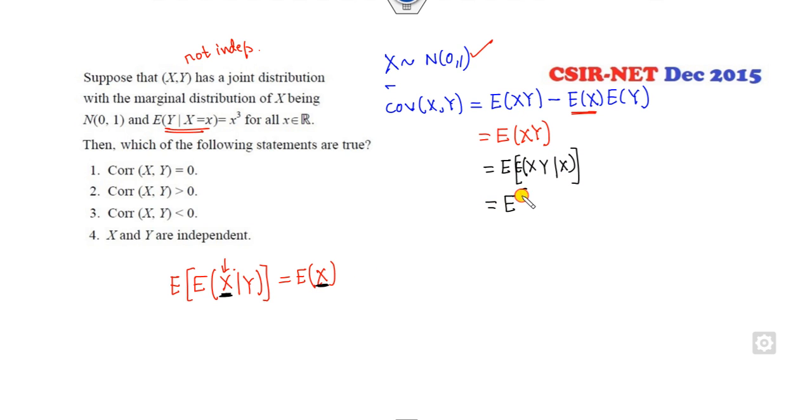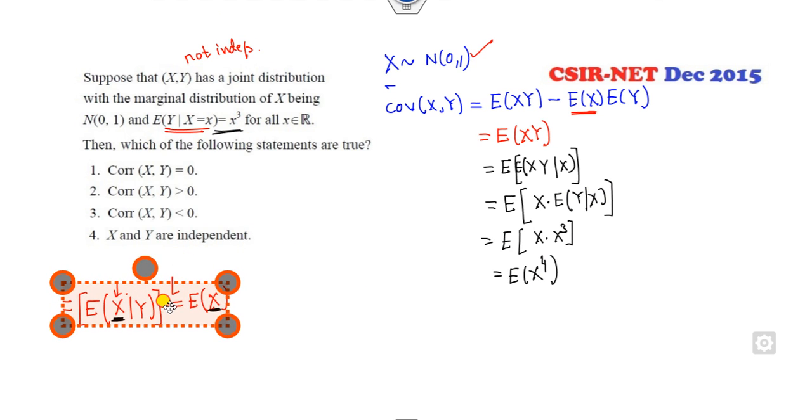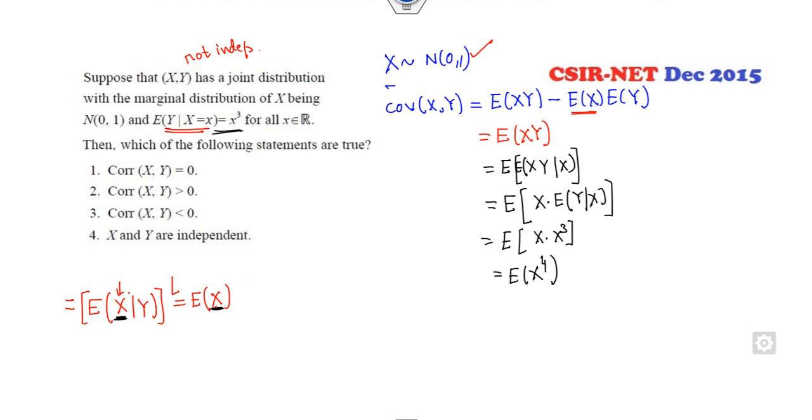So this is expected value of E of x outside, expected value of y condition x. What is the expected value of y condition x? It's x cube. So this is E of x raised to power 4. Fine. Now what is the expected value of x to the power 4, where x is my standard normal distribution?